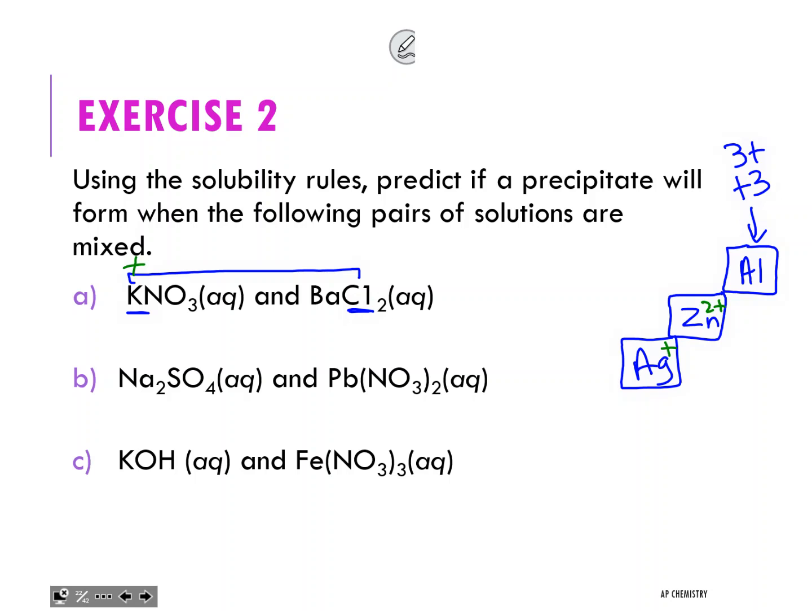-1. Halogens go to -1, so this is going to be -1. I guess we do +1, -1. All right, so if those two are going to combine together to form a compound, we need to add it up to 0, so how many of each do we need? 1 of each, right? So this is going to form KCl.